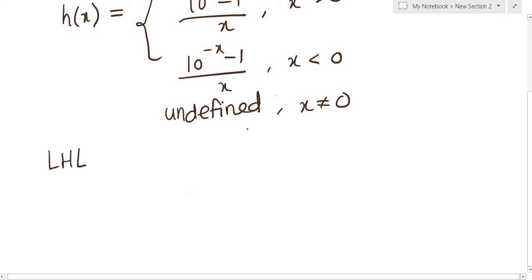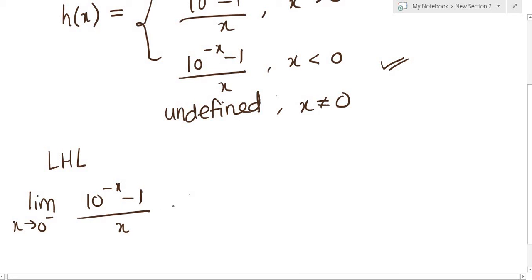So the LHL will need this. The limit as x tends to 0 from the negative side of 10 raised to minus x minus 1 all over x. I'm not going to use the substitution because it should be a little time consuming, and I think you can do that as an exercise. If you remember our properties, we needed the exponent to match the denominator. Only way we can do that is introducing a negative here. So we multiply and divide by negative. So we'll have negative 10 raised to minus x minus 1 divided by minus x.